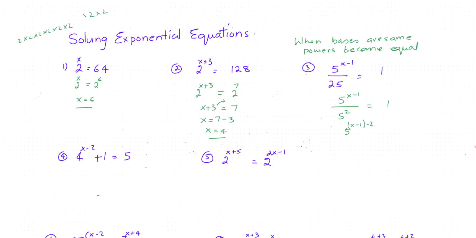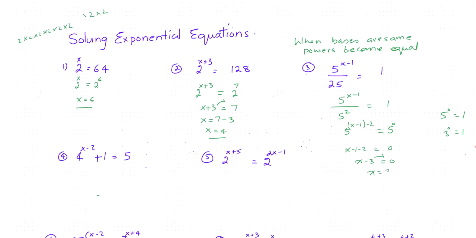Any number to the exponent 0 equals 1. Okay. So 5 to the power 0 equals 1. So we can write 5 to the power 0 for 1, to make the same base. Like 3 to the power 0 equals 1. Now we have the same base, powers become equal. So x minus 1 minus 2 equals 0. That is x minus 3 equals 0. x equals 3. Take 3 on the other side, negative 3 becomes positive 3.